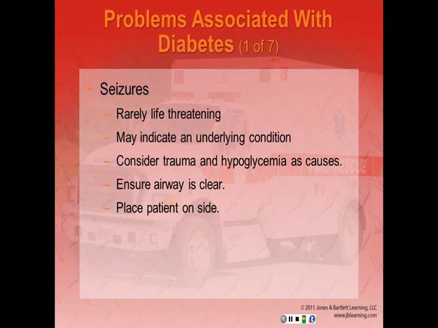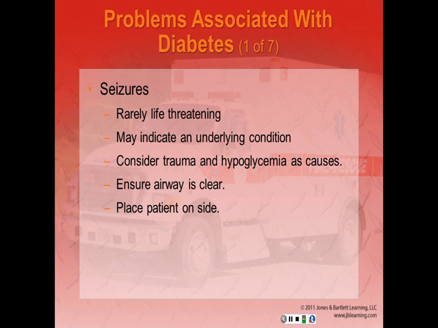Problems associated with diabetes. First of all, seizures. Seizures should be considered very serious even in patients with a history of chronic seizures. Though brief seizures are not harmful, they may indicate a potentially life-threatening underlying condition. Some of the possible causes include infection, poisoning, hypoglycemia, trauma, decreased levels of oxygen, idiopathic or unknown causes, fever in children, and undiagnosed epilepsy in children.